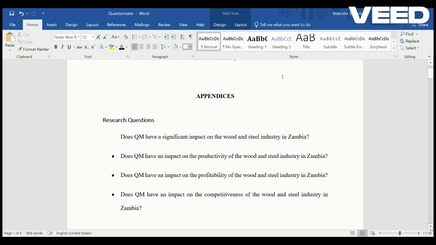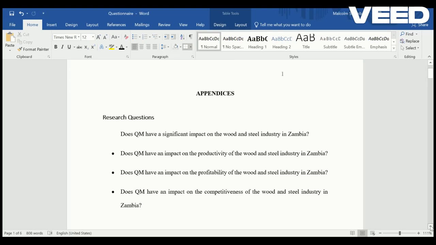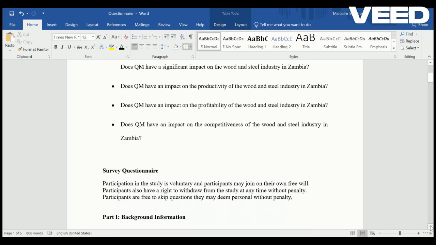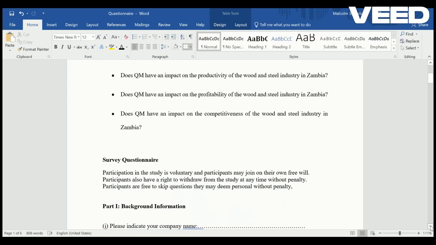So basically, the research questionnaire is made up of your research questions, but it has other contents. So we begin with the first part. It introduces itself, which gives guidance. It has to give guidance to the participants and mention the conditions. For example, here we have written that participation in this study is voluntary and participants may join on their own free will.